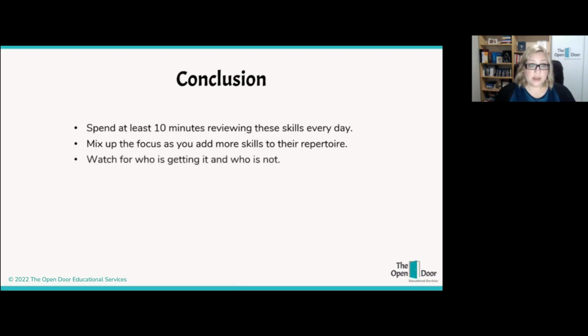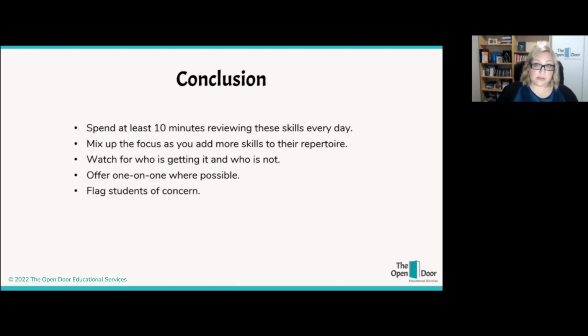And of course, you are watching and have your little checklist handy so you can see who's getting it and who isn't. When possible, if someone's struggling, offer them that one-on-one teaching, the error correction, things like that. But also, you'll know which students to flag as students of concern, which ones might need some help beyond what you're able to do in your busy classroom.